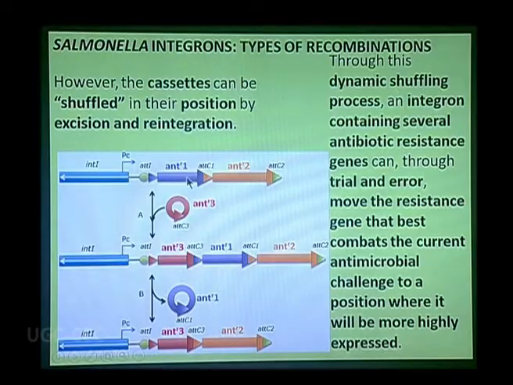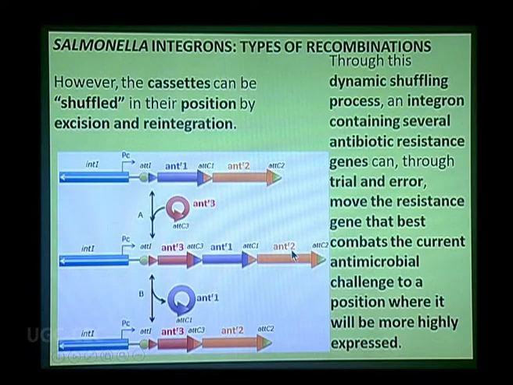For example, here you can see that if this gene cassette is encoding antibiotic resistance genes against antibiotic 1, called ANTR1, this is ANTR2 against antibiotic 2, then obviously in this scenario, ANTR1 will be expressed at a much higher level than ANTR2. So this cell containing this integron will be more resistant to antibiotic 1 than antibiotic 2. Now when gene cassette containing ANTR3 is coming, recombining and getting inserted here, now the cell becomes more resistant to antibiotic 3 rather than antibiotic 1. So it's shuffling its position.